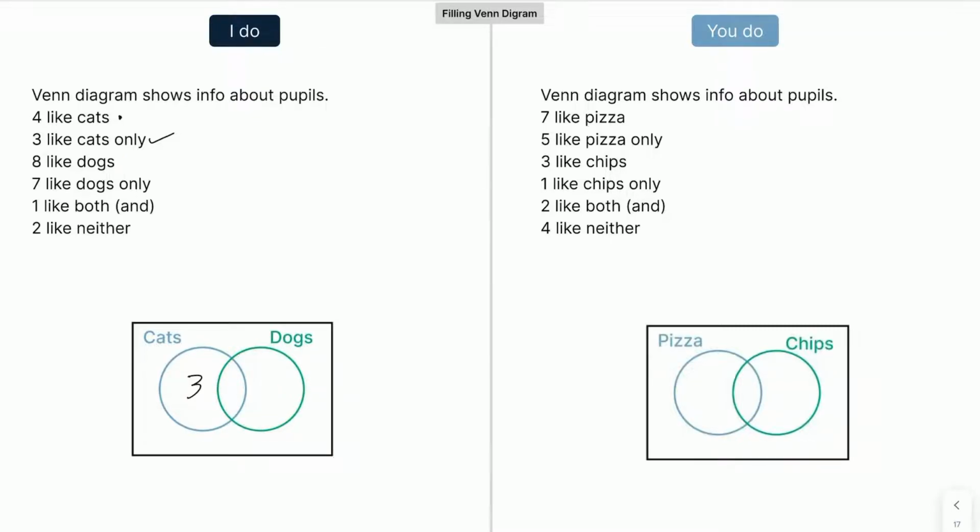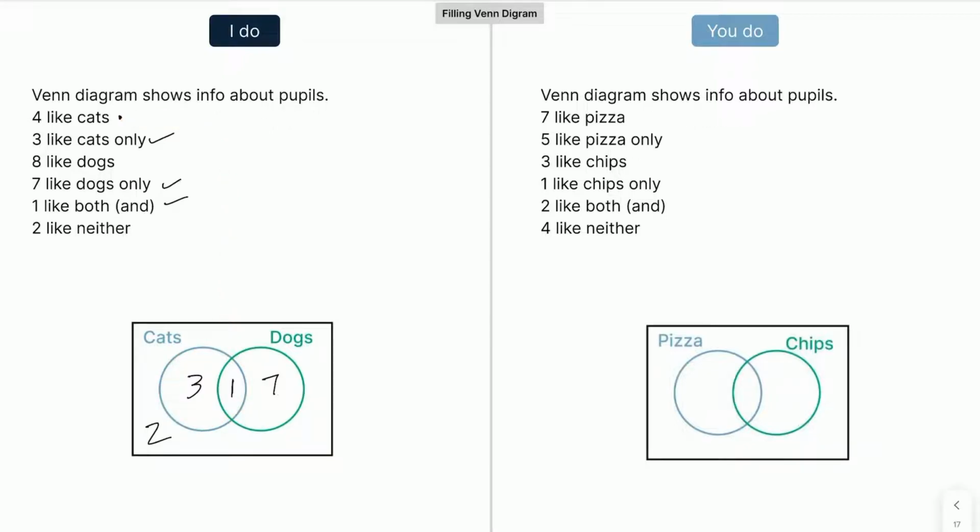Now the next one says 7 like dogs only. So we put the 7 there. And then it says 1 like both. So we can put the 1 there. So we've used that. And then it says 2 like neither. So the 2 can go outside. And we are done. And now you can look at this. The question told us 8 like dogs. We've got that there. And the question told us 4 like cats. And we've got that there.